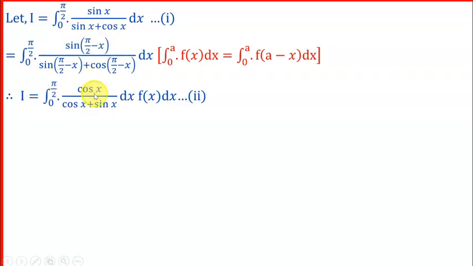Sin of pi by 2 minus x is cos x. And cos of pi by 2 minus x is sin x dx. Okay, therefore here we'll have to cut this f of x. Now next, adding 1 and 2. This is the first and this is the second one. We will add here, that is I plus I.